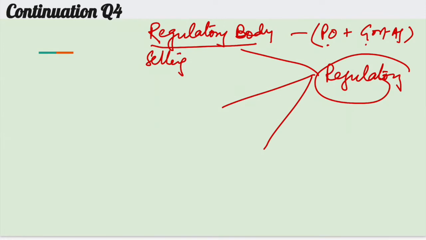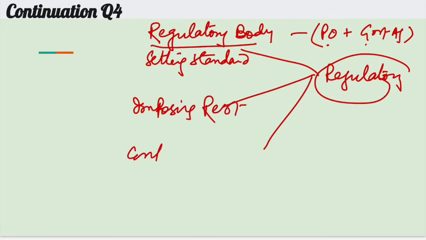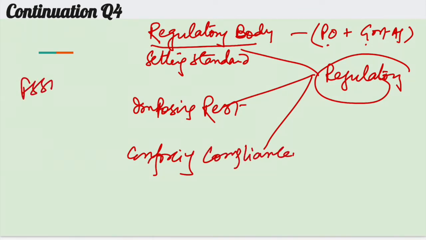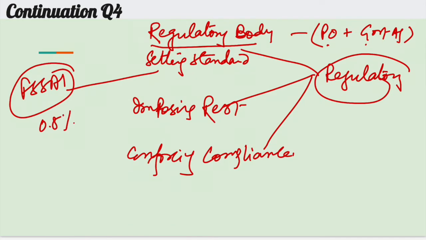three types, that is setting standards, imposing restriction and enforcing compliance. If you are still not happy, I will explain with an example. FSSAI is setting the standards that the percentage of sodium in Lay's chips should not be more than, for example, 0.8%. So this is the standard setting.